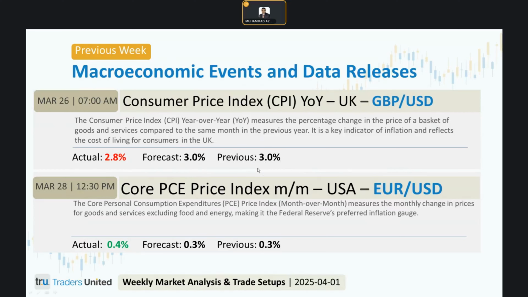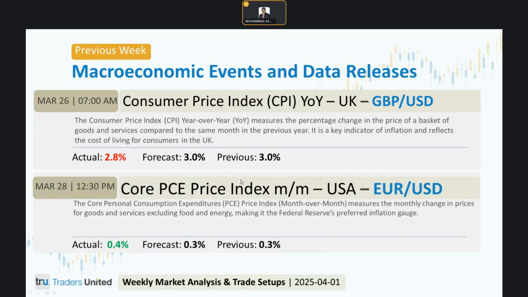The previous number was 3.0%. The forecast was 3.0%, but the actual number came out at 2.8%. Now, the market expected inflation to remain steady at 3%, but the actual figure came in lower than expected at 2.8%. This indicates that inflationary pressure are cooling, which has had an immediate impact on GBPUSD currency pair.